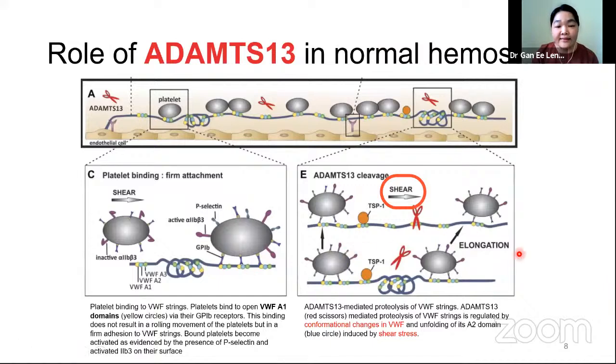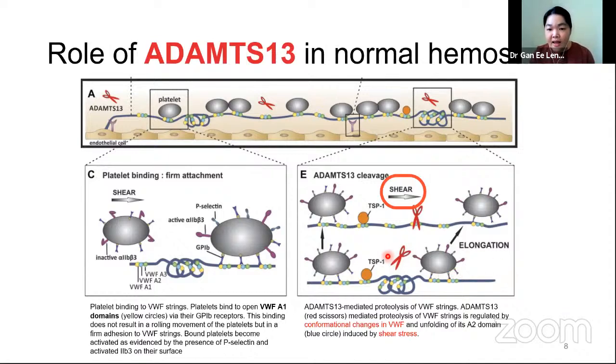Okay, so this is another description. Probably we look at the left lower cartoon showing you the binding of platelets to von Willebrand factors. If you can notice here, it's actually through the yellow color circle, which is von Willebrand factor A1. So the binding of platelet to von Willebrand factor is through von Willebrand factor A1 domain through GPIb receptor on the platelets. Okay. So where is von Willebrand factor A2 domain? This is a blue color circle on the von Willebrand factors.